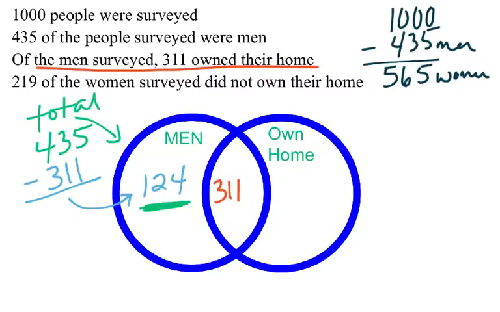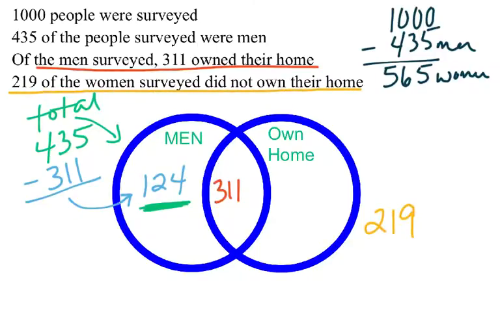Next, we need to notice that 219 of the women surveyed did not own their own home. Well, right here is women, because it's outside of the men's circle. See, it's outside of this circle right there. So women that own their own home, we don't necessarily know that number. Out here is women that don't own their own home. So that number is given to us right here. 219 of the women surveyed do not own their own home, so that goes right here.